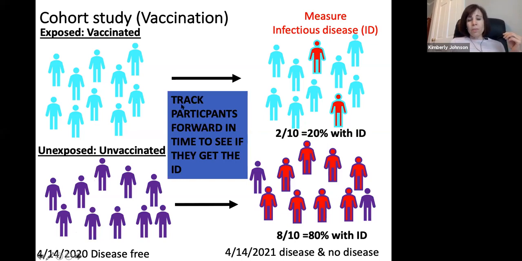So we follow the participants for a year forward in time to see if they get the disease. And then we get our results on 4/14/2021. We somehow measure whether they got the infectious disease over the course of that year. And we find that two of the group that was vaccinated developed the infectious disease. That's shown as the red people. So 2 of 10 equals 20% in the vaccinated group developed the disease. And in the unvaccinated group, we find that 8 people out of the 10 developed the disease. That's 80%. So we can already see that there seems to be much lower incidence of infectious disease in those who were vaccinated than those who were unvaccinated.